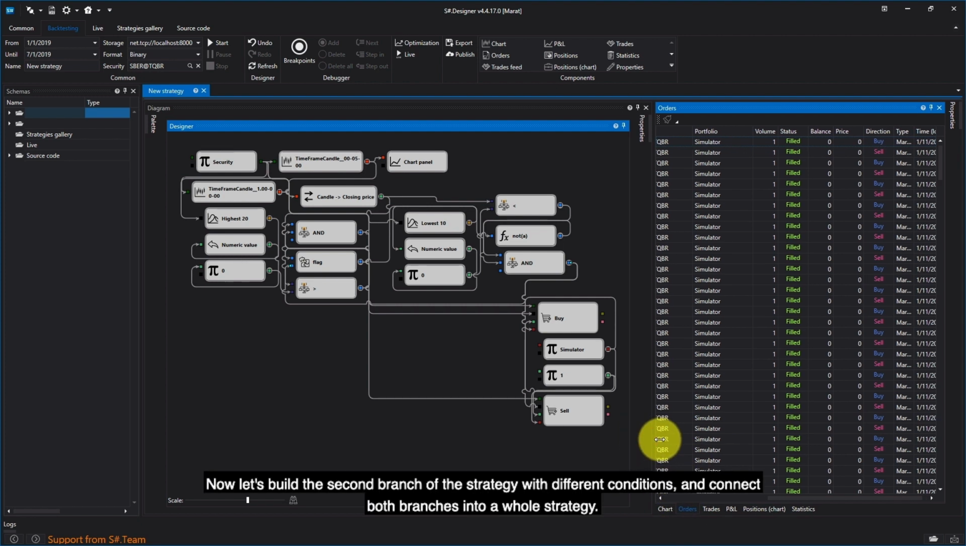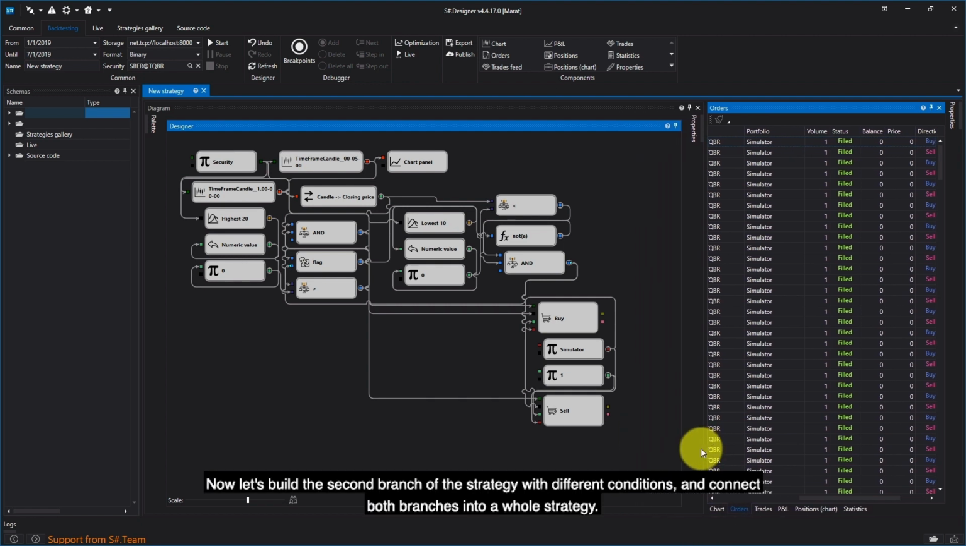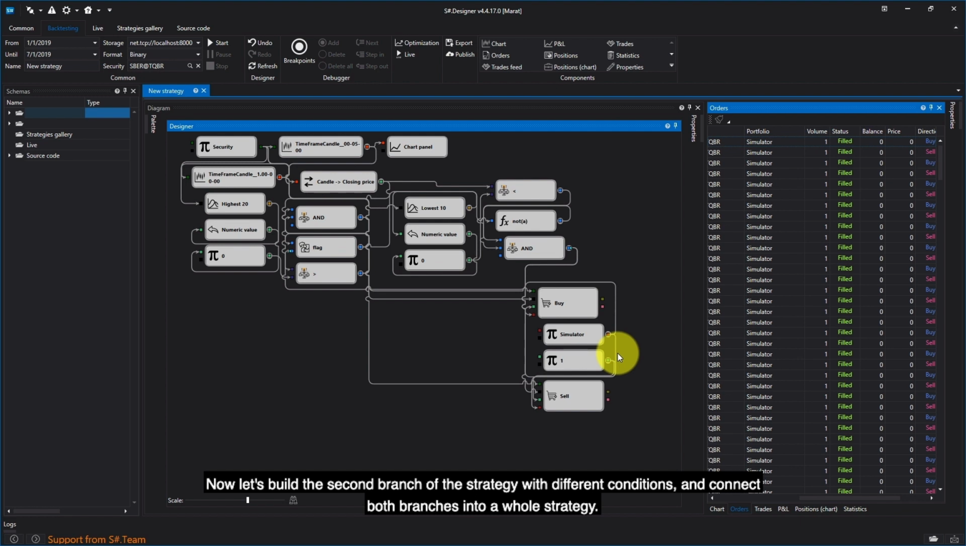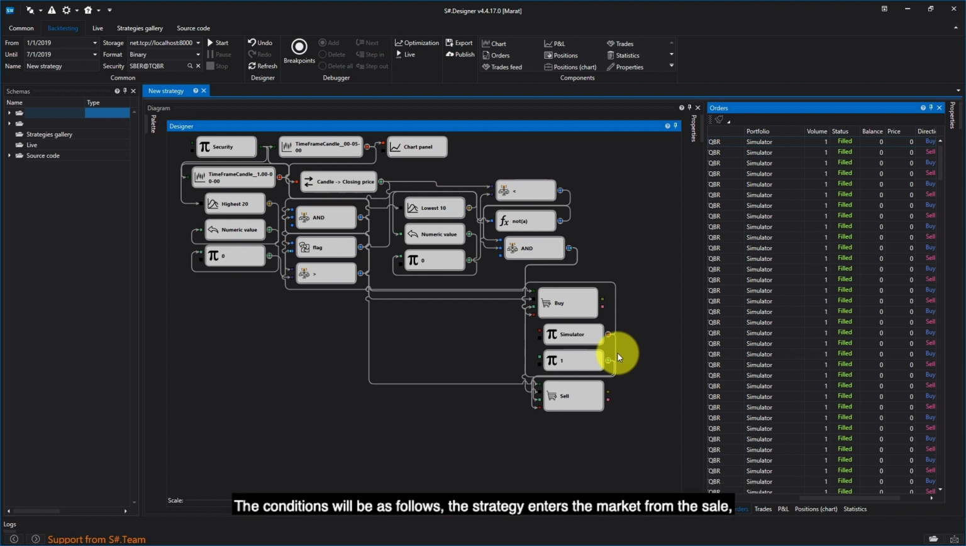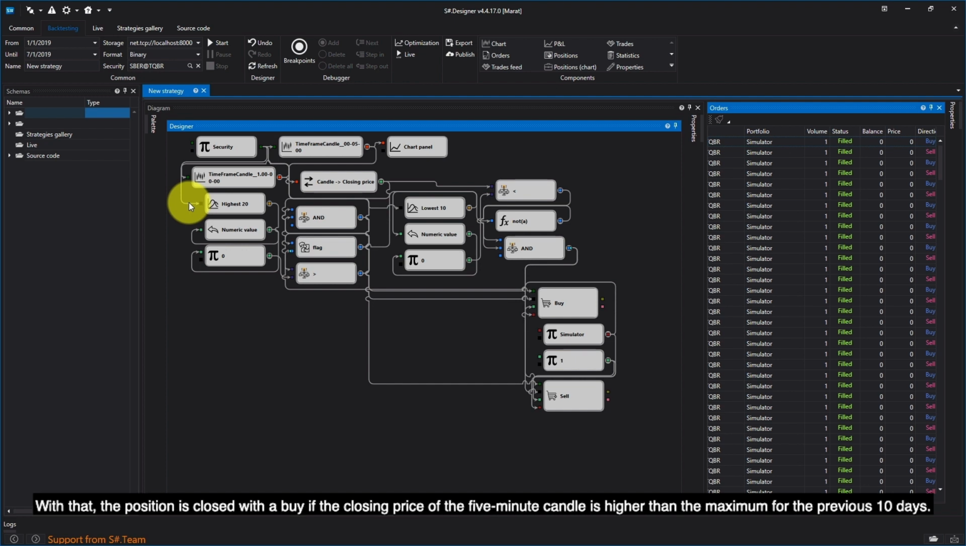Now, let's build the second branch of the strategy with different conditions, and connect both branches into a whole strategy. The conditions will be as follows. The strategy enters the market from the sale if the minimum value of the previous 20 days is greater than the closing price of the 5-minute candle. With that, as in the first case, it is necessary that not only the comparison condition is met, but also the flag state.